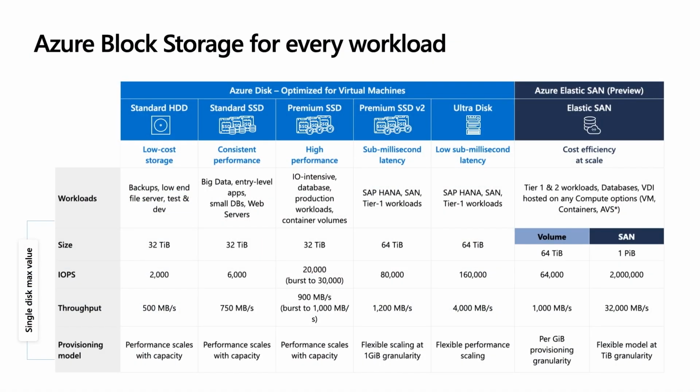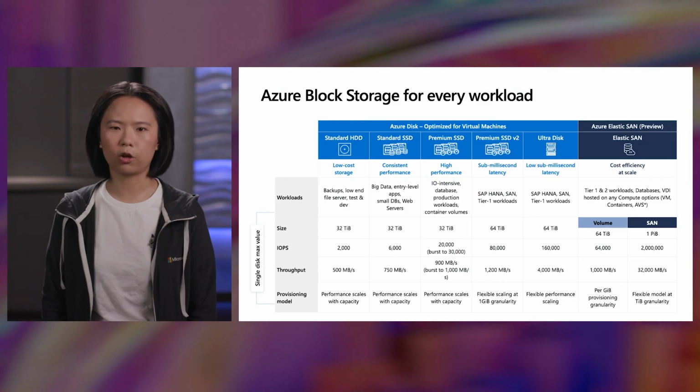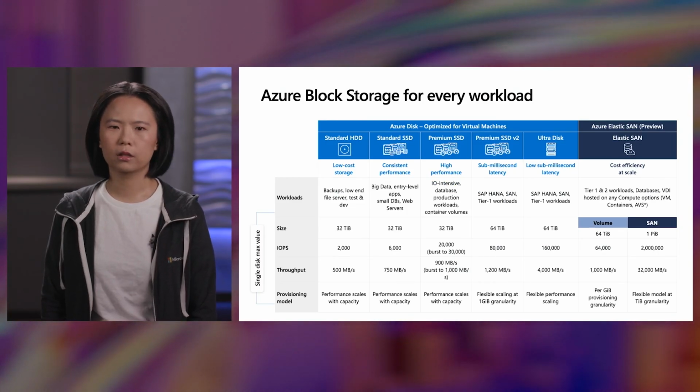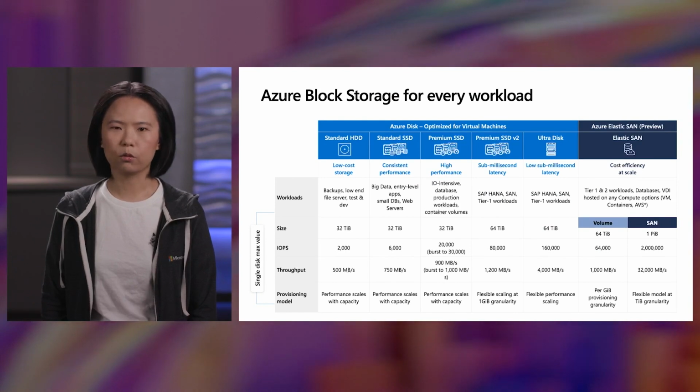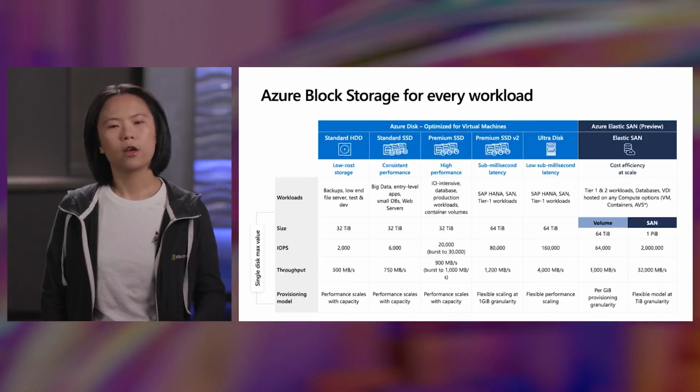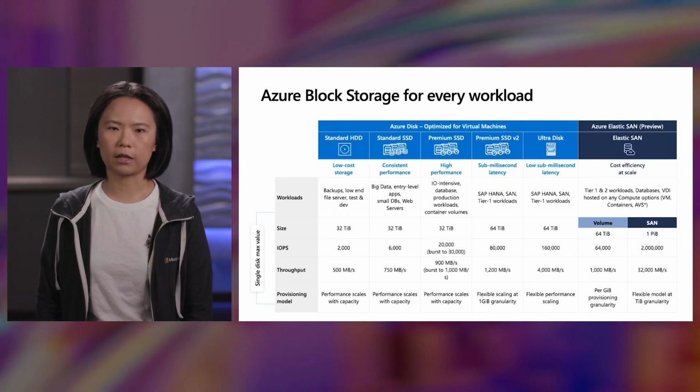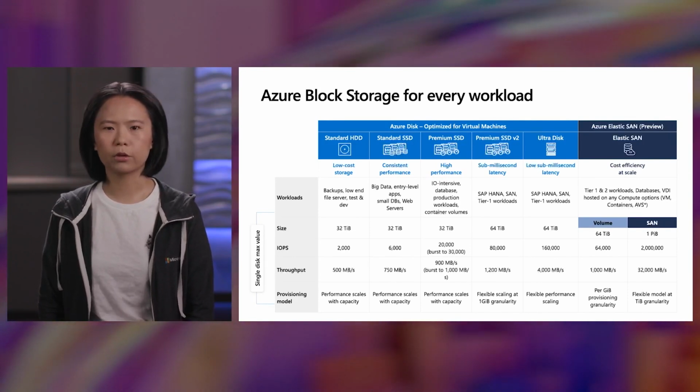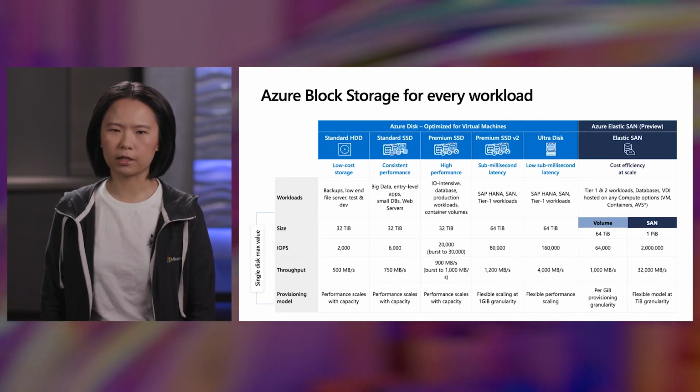On the left, we have Azure Disks, our most optimized solution for virtual machines, ranging from standard HDDs to the fastest disk, UltraDisk. Then we have Azure Elastic SAN, the new product line in our block storage family. Azure Elastic SAN pushes the scalability target of cloud block storage. We will start public preview with 2 million IOPS, 32 gigabytes per second on the SAN level, with plans to increase it further in the upcoming releases.